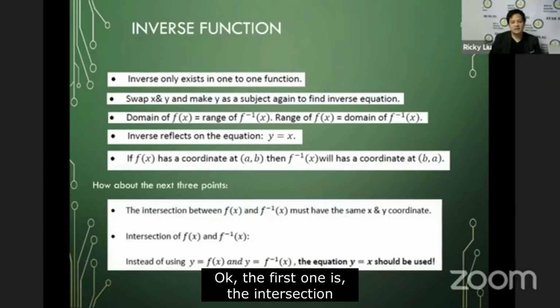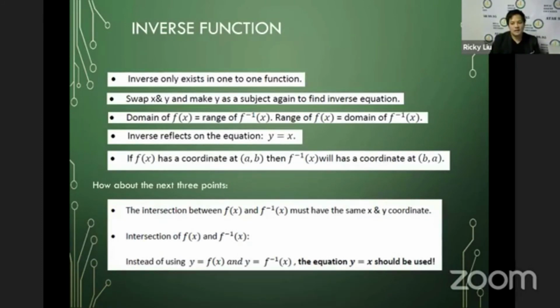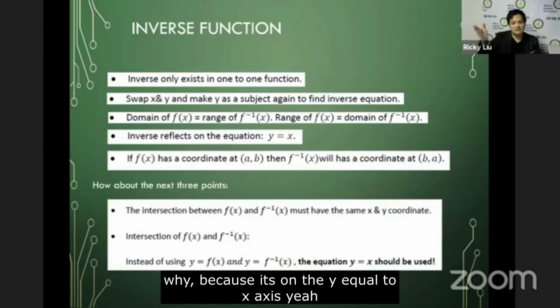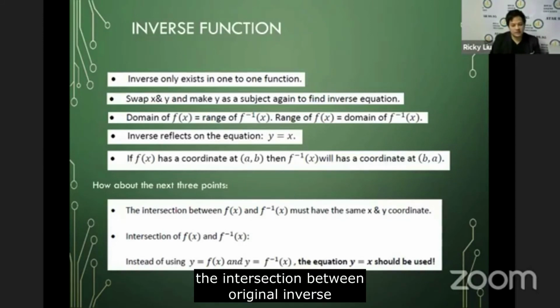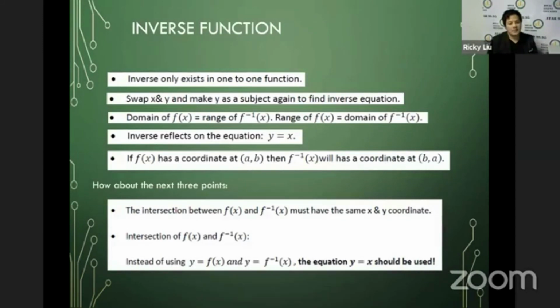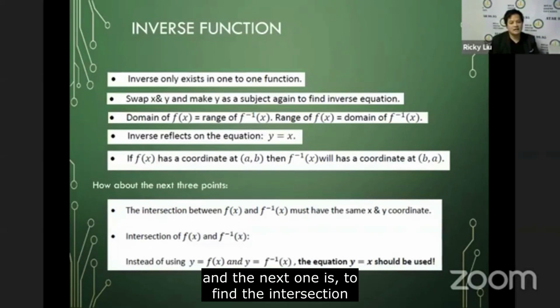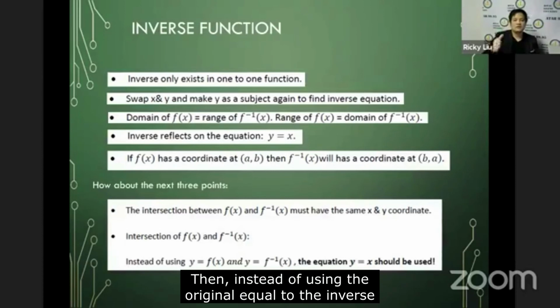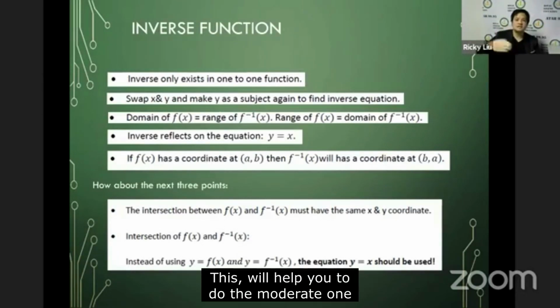The first one is that the intersections between the original and the inverse will have the same coordinates. Why? Because they are on the line y equals x. The intersection between original and inverse will have the same x and y. And the next one is for finding the intersections between original and inverse. Instead of setting the original equal to the inverse, we can use y equals x. This will help you do the moderate one.